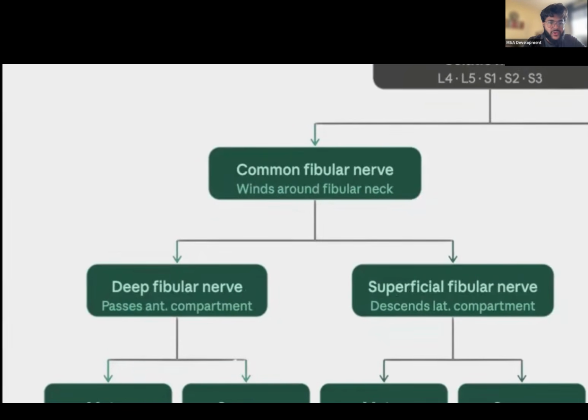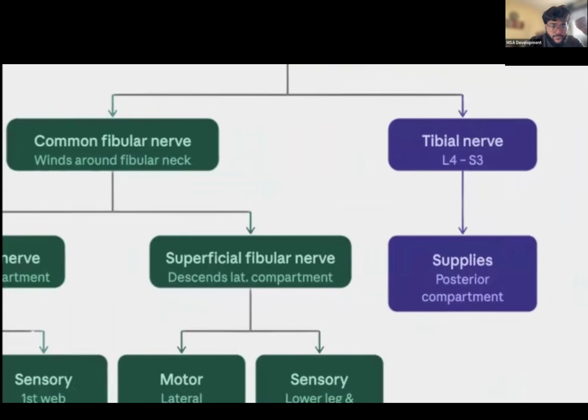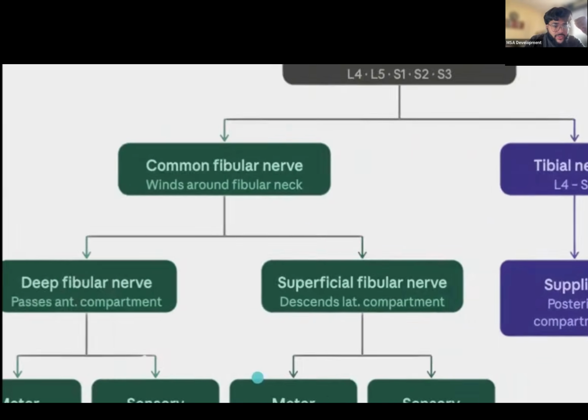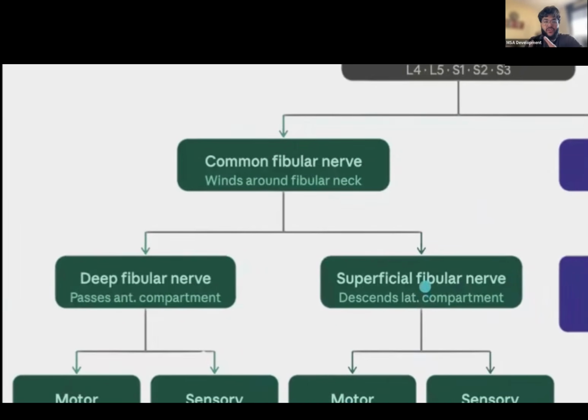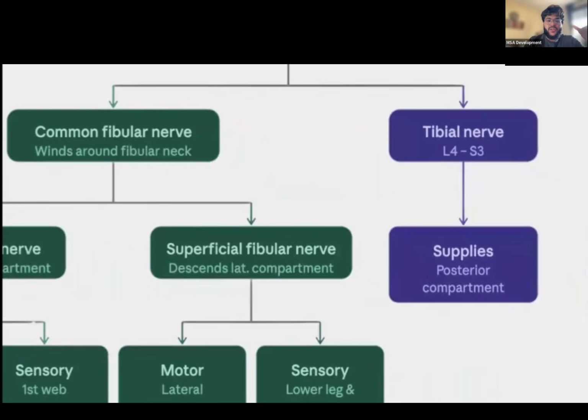You don't need to know the sensory innervation. Just know that the superficial fibular nerve is responsible for the lateral compartment of the leg, and the deep fibular nerve is responsible for the anterior compartment of the leg. And posteriorly, you have the tibial nerve. The tibial nerve is responsible for supplying the posterior compartment of the leg.